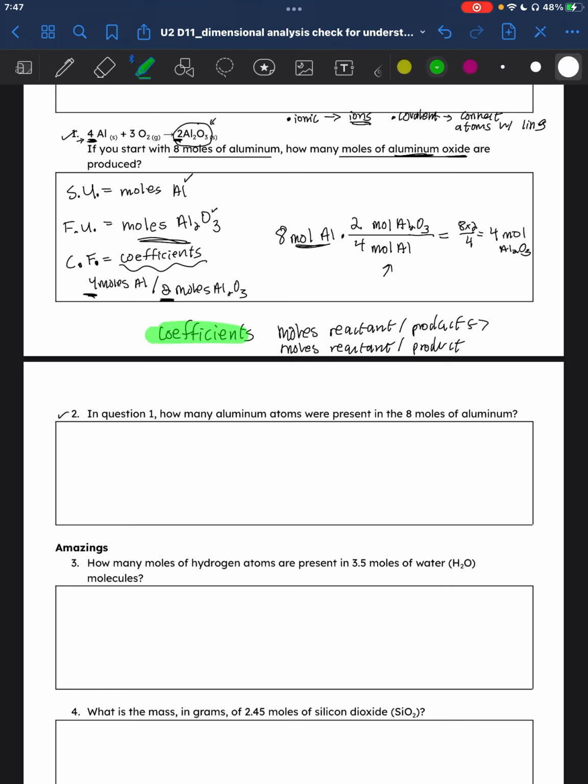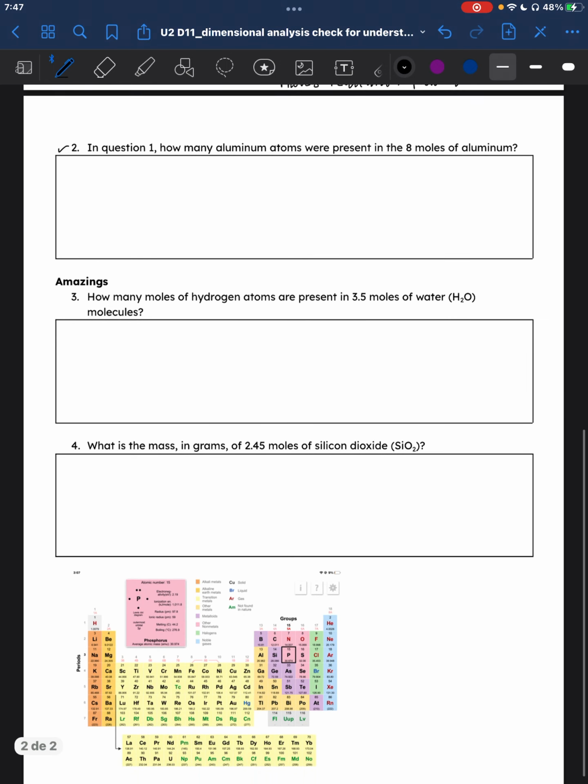So this is our first required conversion factor, looking at coefficients as a molar ratio. All right, question 2, my second required conversion factor, my second must-have. How many aluminum atoms are present in 8 moles of aluminum? My starting unit is moles of aluminum. My final unit is aluminum atoms, individual atoms. So here I'm using this giant number to count, and here I want the actual number of atoms.